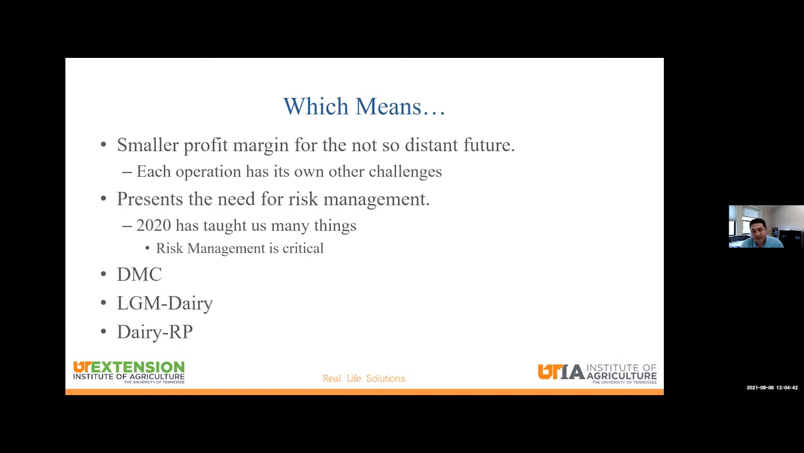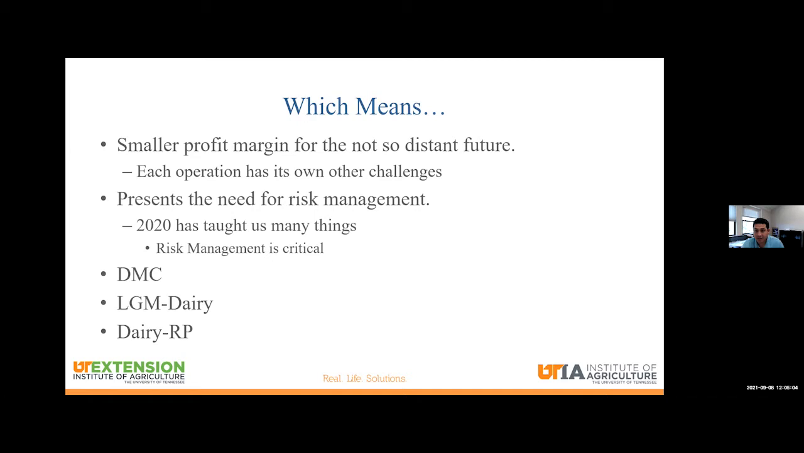And so I think not only is the price and the profit margin looking kind of small in the not so distant future, if we think back to 2020, it showed us that many things can happen and stuff that's unforeseen can happen, and that's the risk that's associated with the unknowns that are in the future. And so that showed us that risk management is critical.